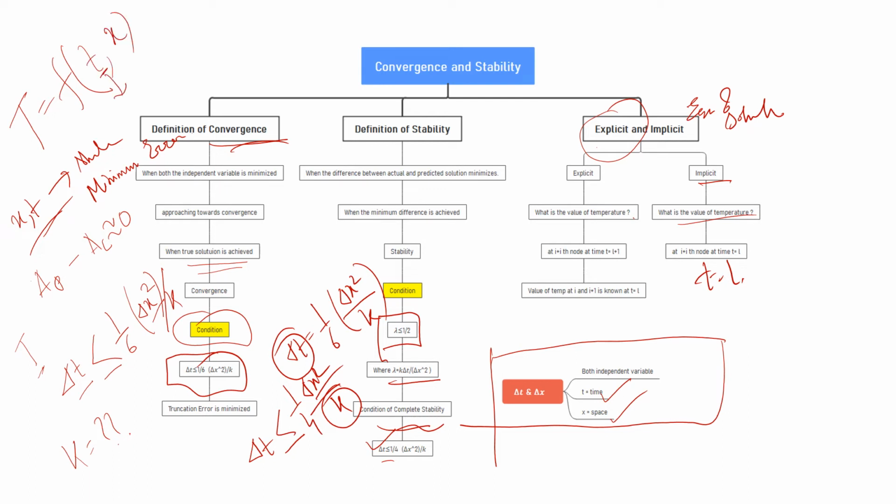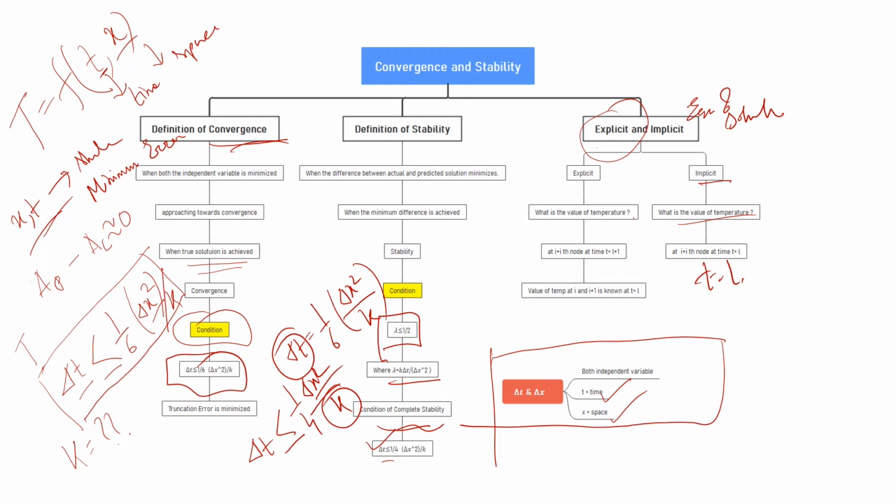This is time and this is space. This is actually the x coordinate. So this del x square, this is the condition. Whenever it is satisfied, you can say that the solution is stable. That solution is convergent.